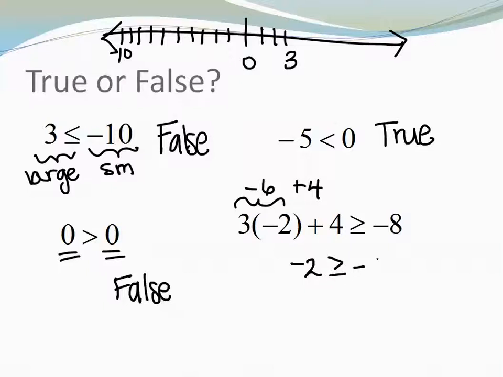So then the question is, is negative 2 greater than or equal to negative 8? When you're dealing with two negative numbers, the smaller the negative number, the bigger it is. Basically, numbers that are to the right of another number on the number line are greater. So negative 2, which would be right here, and negative 8, which would be right here. Negative 2 is more to the right, so it's greater. So this is true.